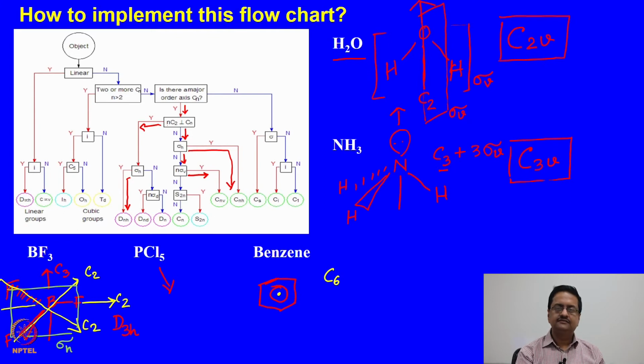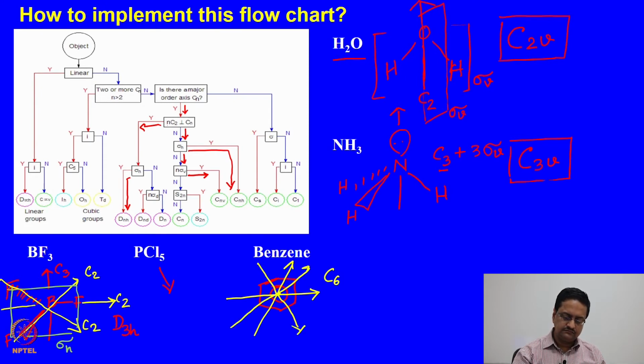Now, the question is, does it have 6 perpendicular C2s? So, the answer is yes, because it has 1 C2, 2 C2s, third C2, fourth C2, fifth C2 and sixth C2. So, it has 6 perpendicular C2s. What else?